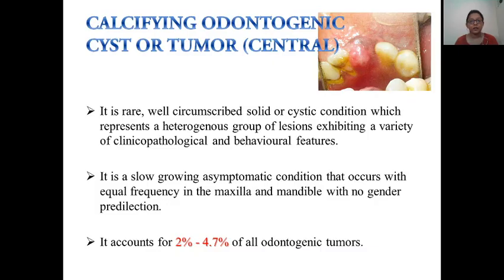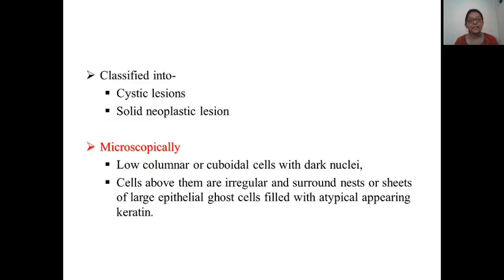Now calcifying odontogenic cyst or tumor, it is a rare, well circumscribed, solid or cystic condition which represents a heterogeneous group of lesions exhibiting a wide variety of clinico-pathological and behavioral features. It is a slow growing asymptomatic condition that occurs with equal frequency in the maxilla and the mandible with no gender predilection, and 2% to 4.7% of all the odontogenic tumors comes under this type of tumor. Now it can be classified into cystic lesions and solid neoplastic lesions.